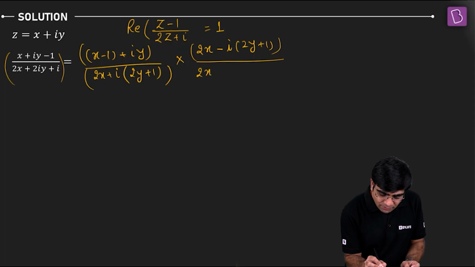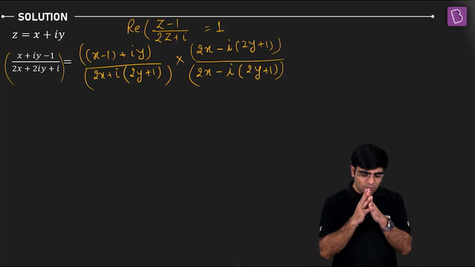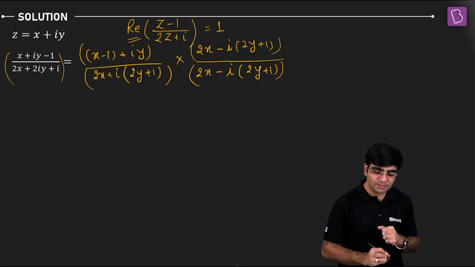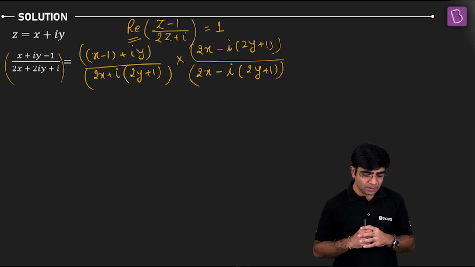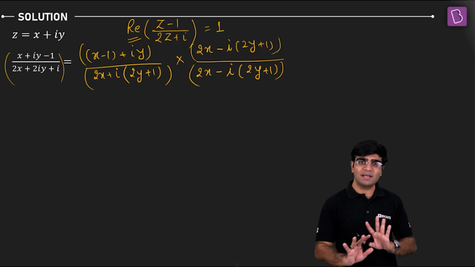Similarly, I multiply by this 2x minus iota times 2y plus 1. Now, denominator z into z bar. Okay. Now, just be careful with one more thing also. As I am looking for the real part of this complex number, (z minus 1) upon (2z plus iota), so if I'm looking only for the real part of that complex number, in the numerator, see, I know the denominator has to be a purely real number.